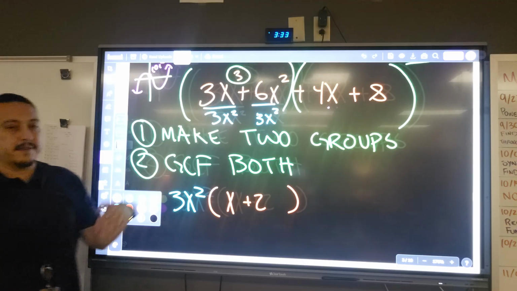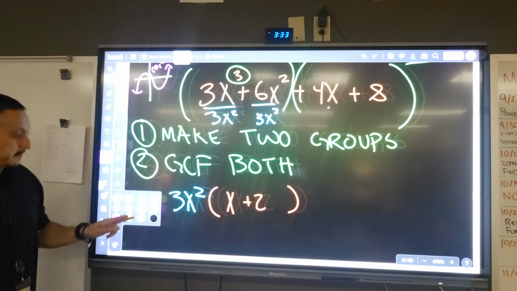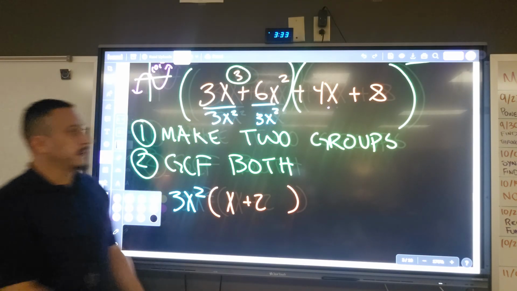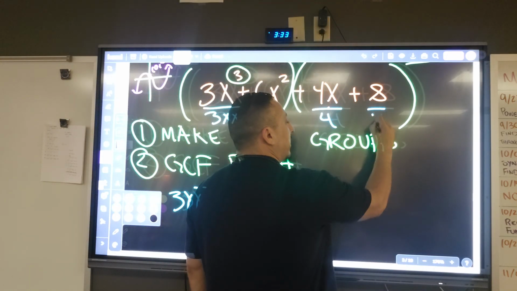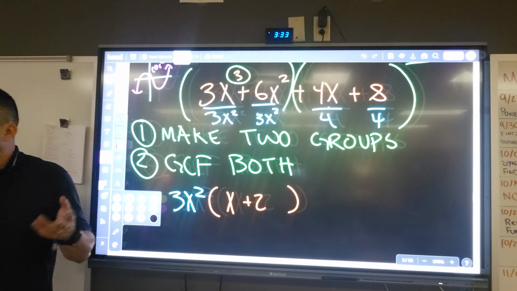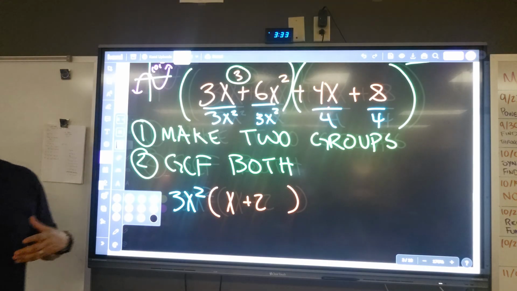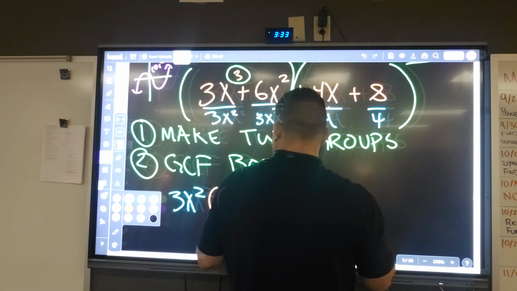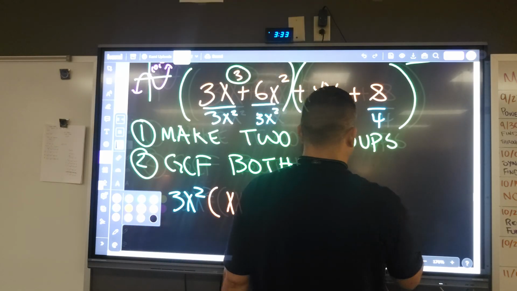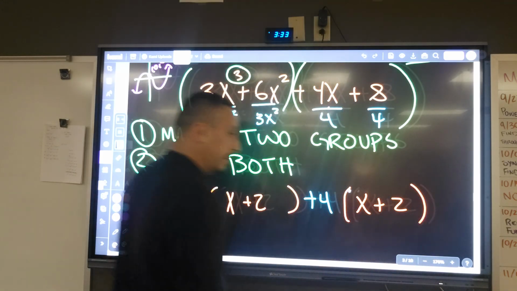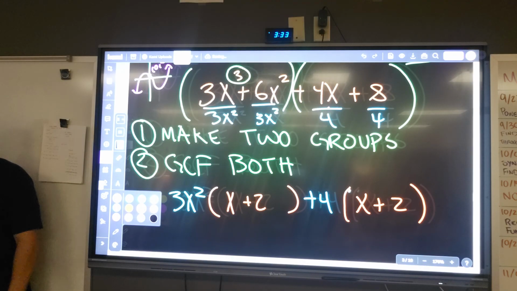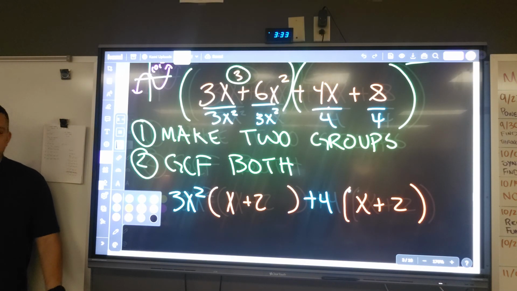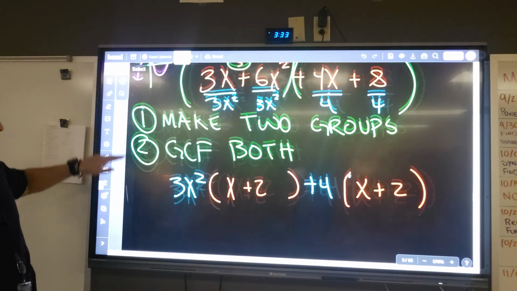What's the GCF on the second group? 4, right? So you're going to divide by 4. Now if you divide by 2, they both divide by 2, but it's not the greatest common factor. Everybody okay so far? Is it bringing back memories, or no? You kind of remember? Okay, I see more heads nodding now.